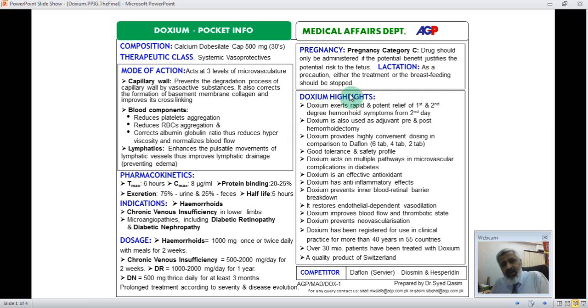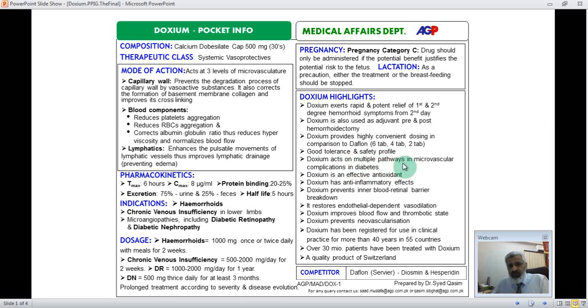Now, Doxium highlights. Doxium exerts rapid and potent relief of first and second degree hemorrhoid symptoms from the second day of the treatment. Doxium is also used as an adjuvant for pre and post hemorrhoidectomy. It provides highly convenient dosing in comparison to Daflon. Doxium has a good tolerance and safety profile.